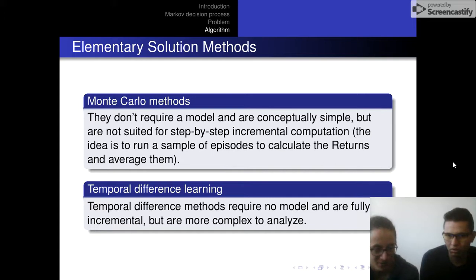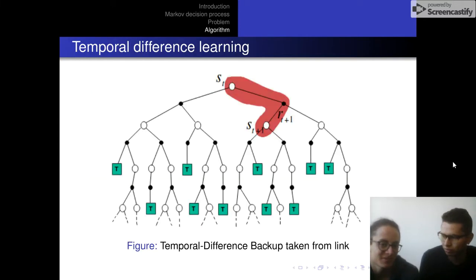Monte Carlo methods and temporal difference learning are not based on a model. They only need interaction with the environment to run the algorithm. Well, this is the definition, but I'm going to explain it better with an example. So, for example, this is a Markov decision process.